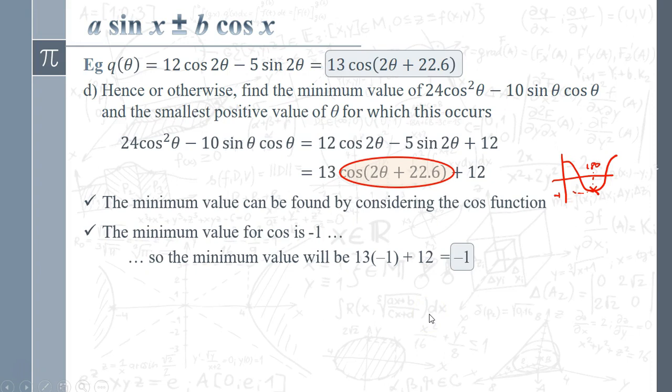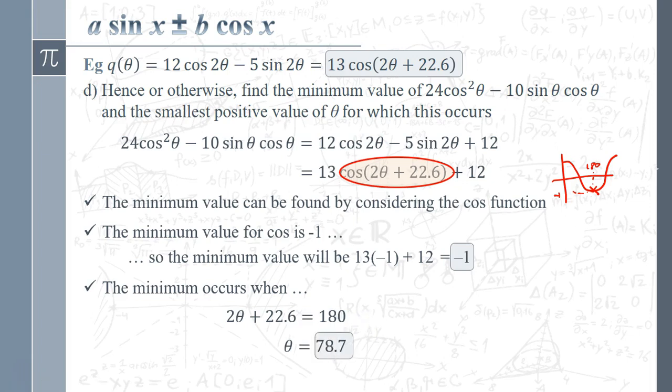So the minimum value of that function, the smallest value it is ever going to be, is -1. Now, when does that happen? That happens when this thing in the red circle, the bit inside the bracket, we need that to be cos 180. So it's going to occur when 2 theta plus 22.6 equals 180. And now we just need to solve that for theta, and there you go, we end up with theta equals 78.7, and there's our question sorted.